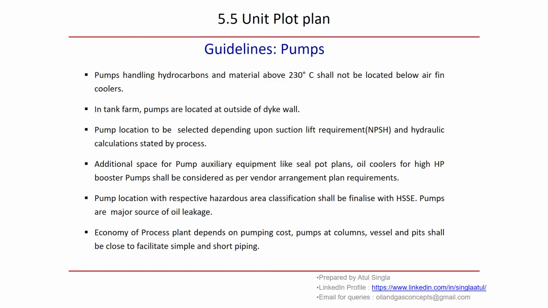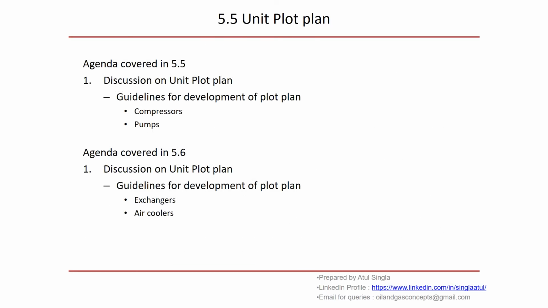Then the economy of the process plant. As we discussed in the starting slides, we have to have an economical plot plan. An economical plot plan depends on the piping cost, so we have to look at the source of connection for all these pumps. If pumps are connected to a column, then they should be located very close to the column, so that we can minimize and simplify the piping. That way we can have an economical piping system. So all these things we need to take care of while finalizing the location of pumps. That is how we locate the compressors and pumps in our unit plot plan.